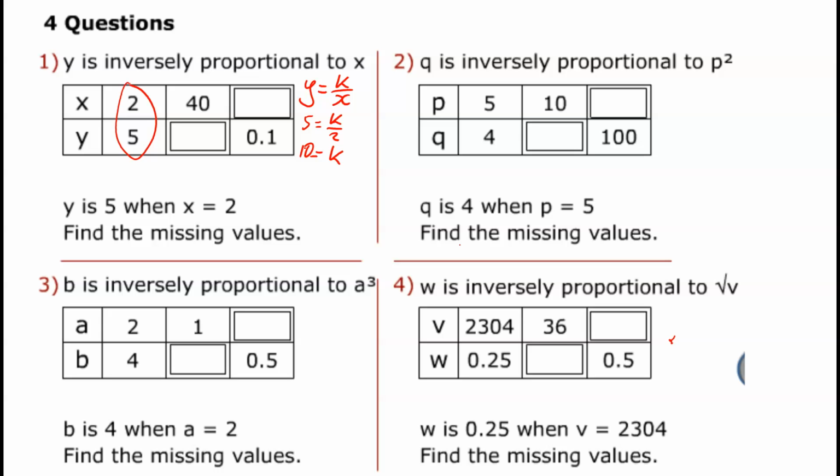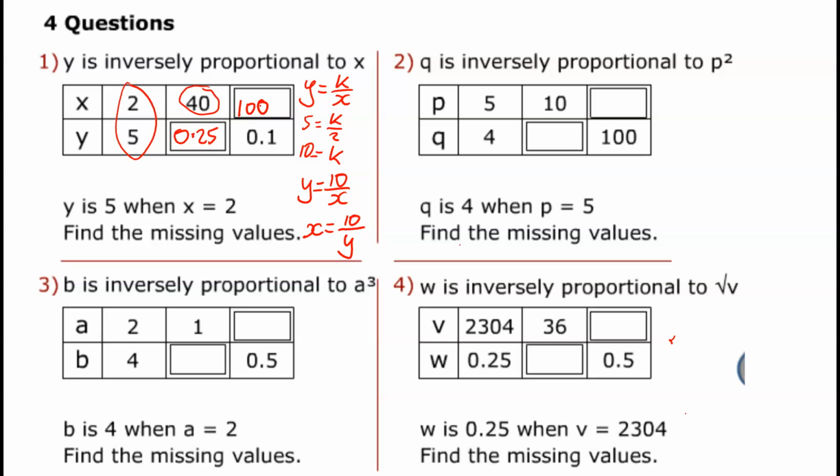So our formula is going to be y equals 10 over x. Well, we've got x here, so actually 10 divided by 40 is a quarter. So that is going to be 0.25. Now, when we've got y, we can rearrange this because x is actually equal to 10 over y. So we can just swap those around. So 10 divided by 0.1 actually is 100. Okay, so that's the first one done.